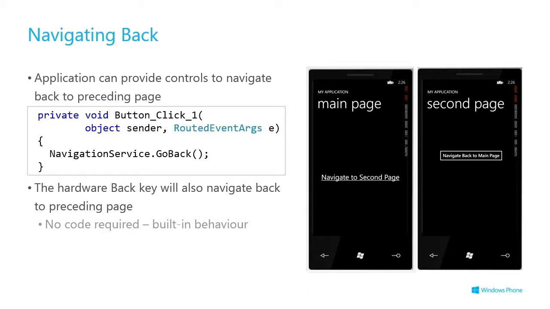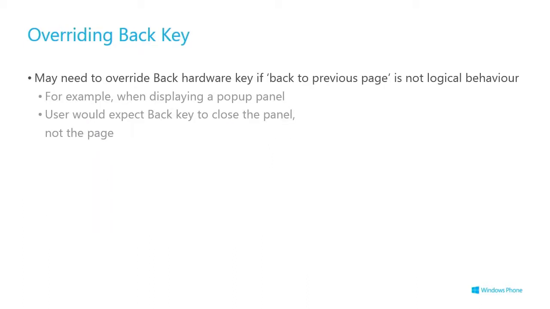And if the user presses the hardware back button, it actually does exactly the same as NavigationService.GoBack. It will navigate back from whatever page you're on to the previous page. And if you hit the back button while you're on main page, there's nowhere to navigate to. In actual fact, that is the primary way that a user will close the app. I nearly said the only way to close an app. And strictly speaking, that's true. The only way to close an app is to navigate back from the main page. So you get that for free.